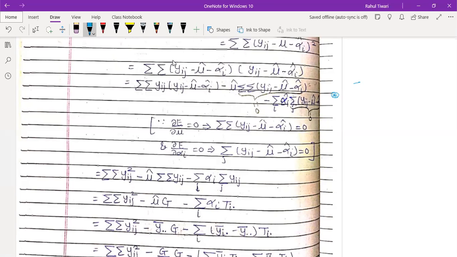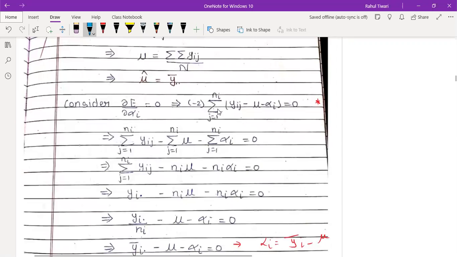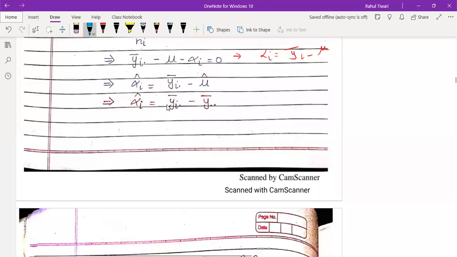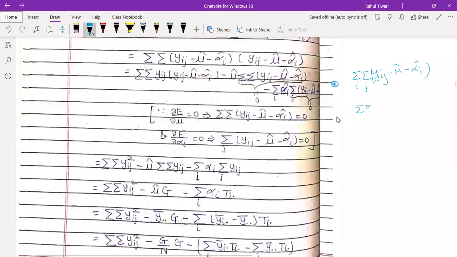We have the double summation of yij minus mu hat minus alpha i hat, over the range of i and over the range of j. This is the formula. If I substitute the value of mu hat, what is the formula for mu hat? It is y bar dot dot. And alpha hat is y bar i dot minus y bar dot dot. So this value is nothing but y bar dot dot minus, in brackets, y bar i dot minus y bar dot dot.